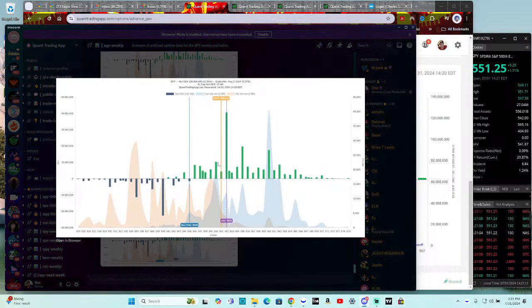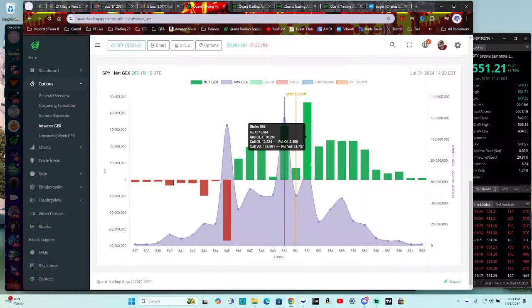This was 550. It was at 10 million. So 550 is gaining in the GEX arena. So you see how that information can change throughout the day? And that's why I like the advanced GEX.